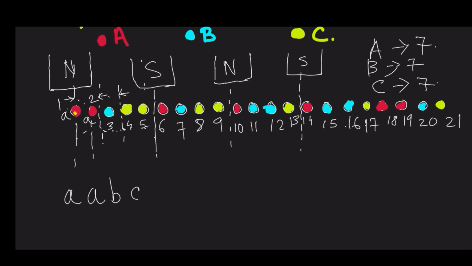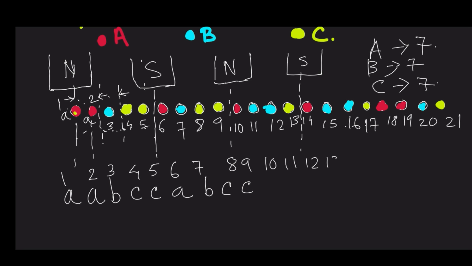A, B, C, C, A, B, C, C, 1, 2, 3, 4, 5, 6, 7. Then 8, 9, 10, 11, 12, 13, 14. What are they? In 10 we have A, then B, B, then what you have here at 13. 13 is for C and 14 is with A.